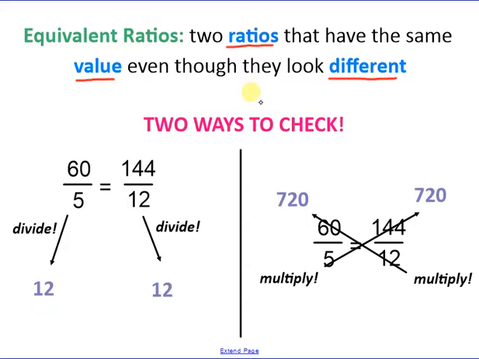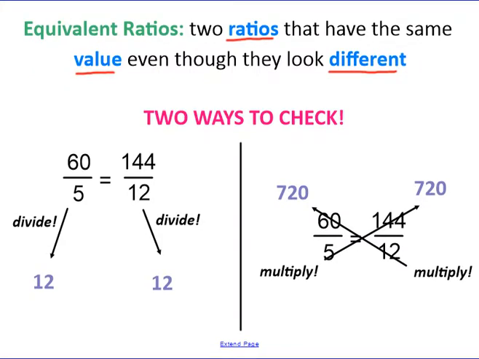There are two ways that we can check for equivalent ratios, and no matter which method you use, you're going to get the same result. It really comes down to which one you're most comfortable using. Here I have the same set of equivalent ratios: 60 over 5 equals 144 over 12. So you have to ask yourself, are you more comfortable dividing or multiplying? Let me show you the two different ways that you can check.